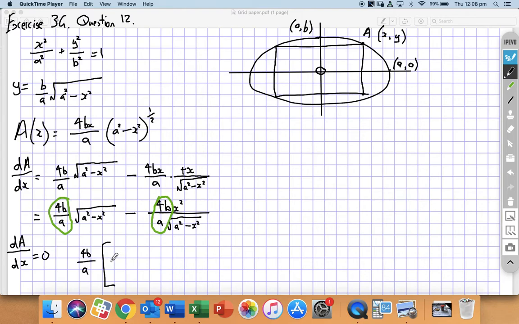So we need to say, okay, we've got square root a squared minus x squared minus, what's left? An x squared, sorry. What are we left with here? An x squared on a square root a squared minus x squared, okay? And it all equals 0.